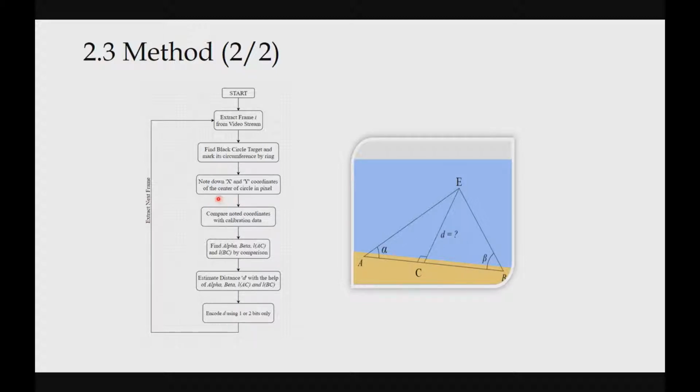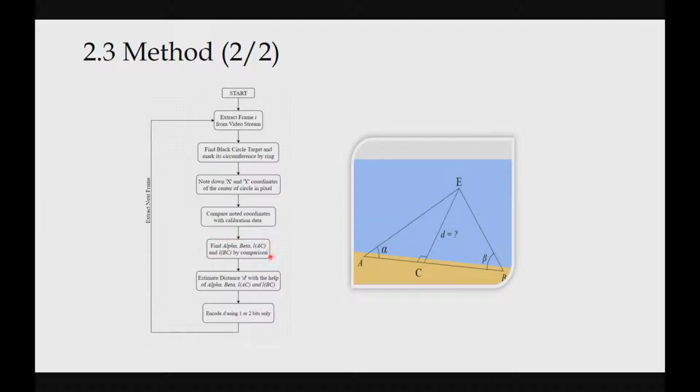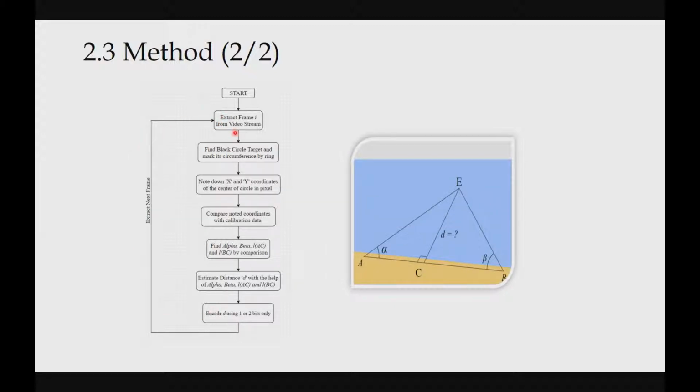These x and y coordinates are compared with the reference positions from calibrated data. With the comparison, values of angle alpha, angle beta, length AC and length BC are calculated. After that, distance D is calculated with the help of alpha, beta, length AC and length BC. Finally, the distance D is encoded with a maximum of 2 bits for each frame. The process is carried out for the next frame until all the frames in the video are processed.